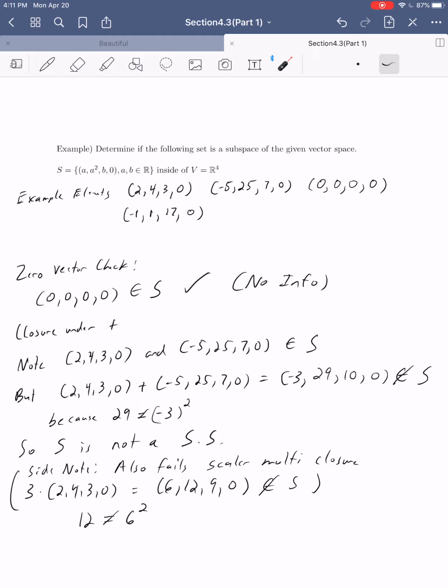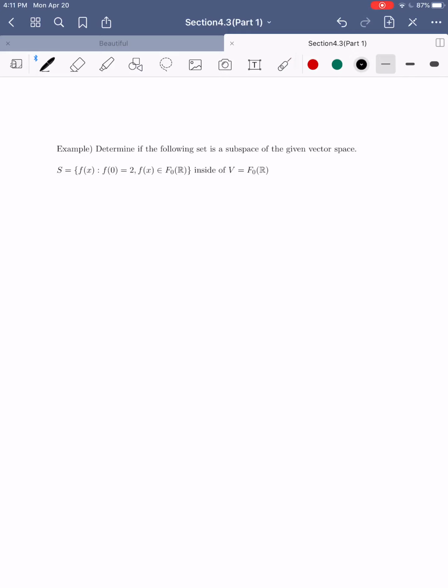Okay, let's take a look at another. All right, so we've got this guy here, right? We want to take a look at this set, which are functions that have the property that at 0, they are equal to 2. And these functions come from the space of F0 of R. Remember, this just means the space of functions that are continuous, right? Don't have to have any derivatives, 0 derivatives necessary. They can have derivatives, but they don't need to. That are at least continuous over all real numbers. Okay, so what are example elements here?